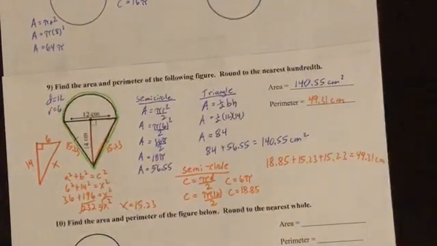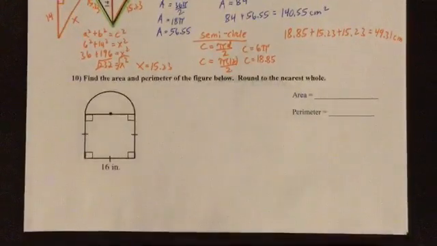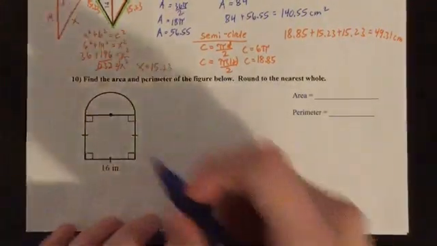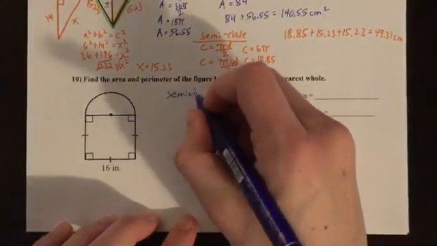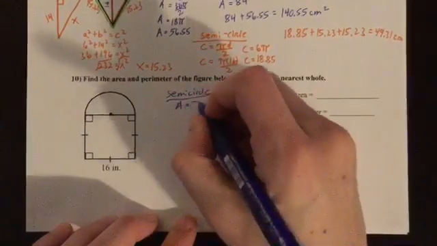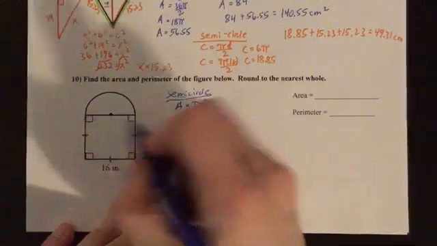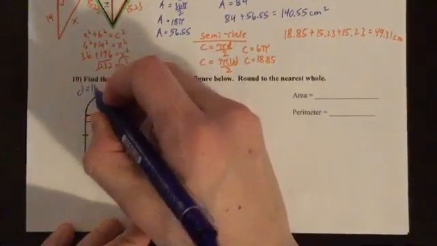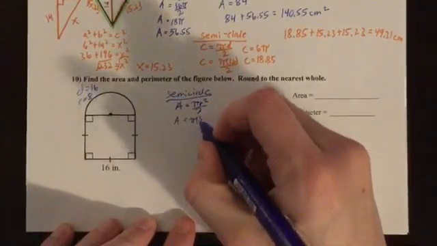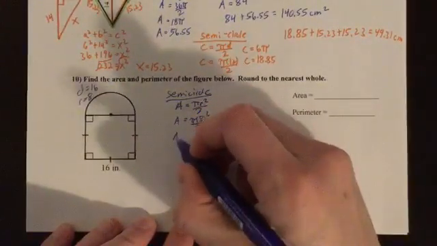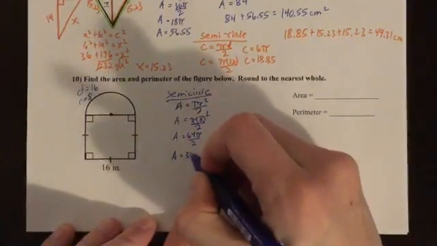There we go. Okay. Number 10, a little easier of an area and perimeter figure there. Again, we have a semicircle and a square. So our semicircle, pi r squared divided by 2. We want to realize the base of the square is also the diameter of our semicircle, 16. So our radius is going to be 8. So area equals pi times 8 squared divided by 2, or 64 pi divided by 2, which will be 32 pi.